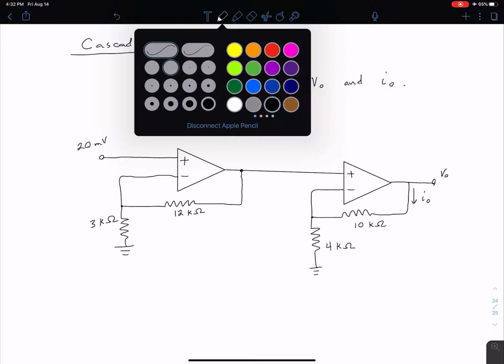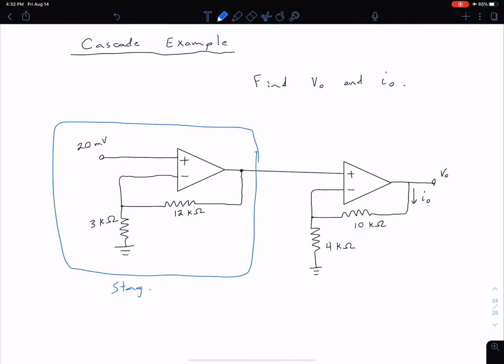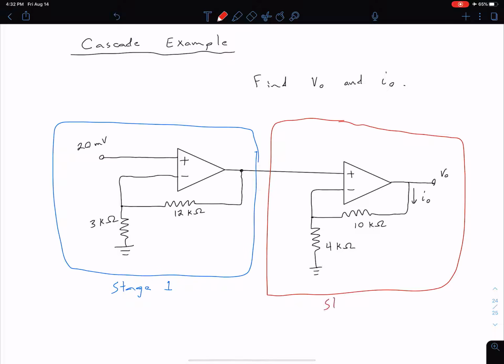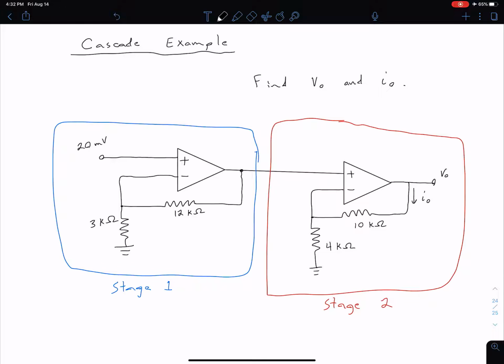If we're looking over here on the left side, we can call this stage 1 of our cascade circuit. And we can then look on the right side and we can call that stage 2. And so what we can do then is analyze each stage independently and then combine the results in order to get our overall gain for this circuit.